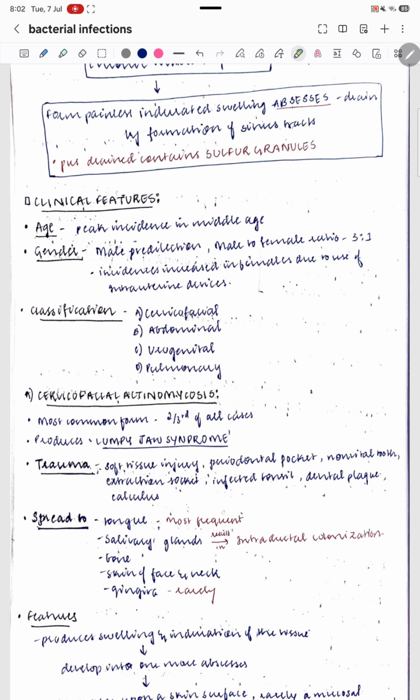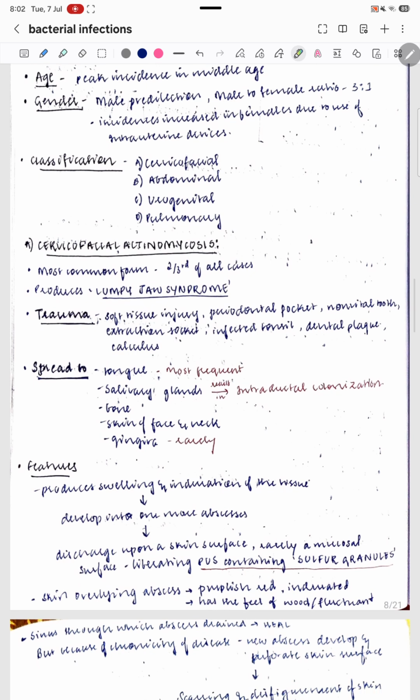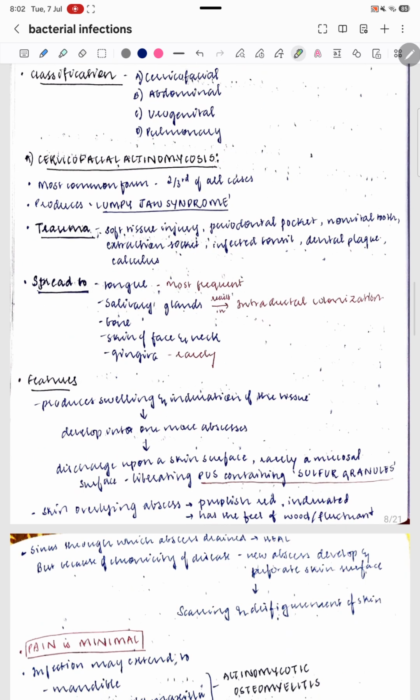Now coming to the classification: cervicofacial, abdominal, urogenital, pulmonary. Cervicofacial actinomycosis is the most common form, seen in 2/3 of all cases. So it is mostly seen in the facial region.